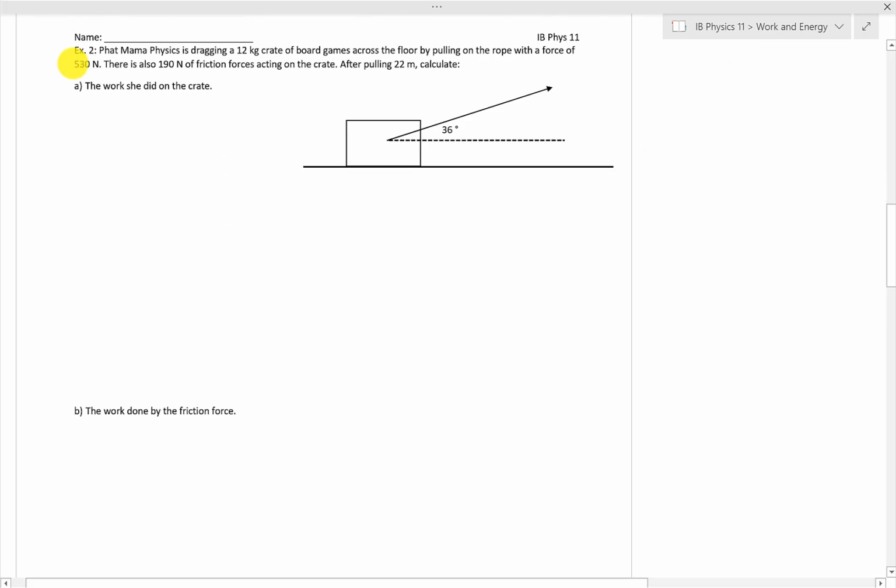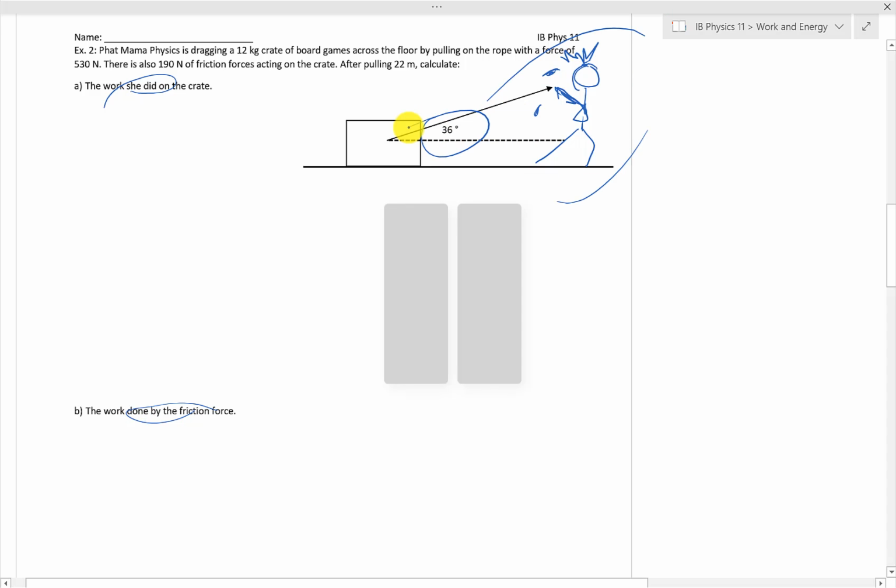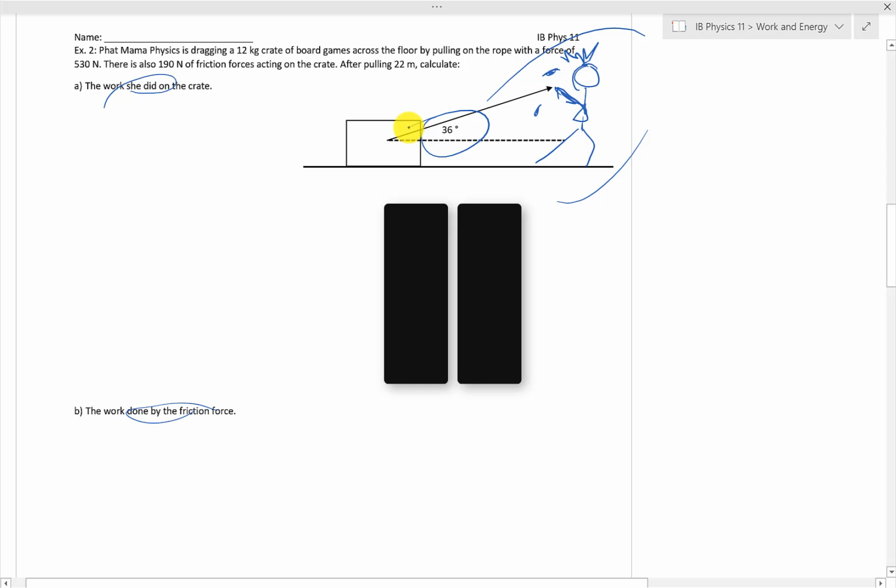Okay, time for you to try this problem. Here I have Fat Mama Physics. I am dragging a 12 kilogram crate of board games across the floor by pulling on the rope with a force of 530 newtons. There's also 190 newtons of friction forces acting on the crate. After pulling 22 meters, calculate the work I did on the crate and the work done by the friction force. So pretty much a mirror of the previous question here. I drew a picture of myself. Anyways, don't forget that angle. Good time to pause, and good luck.